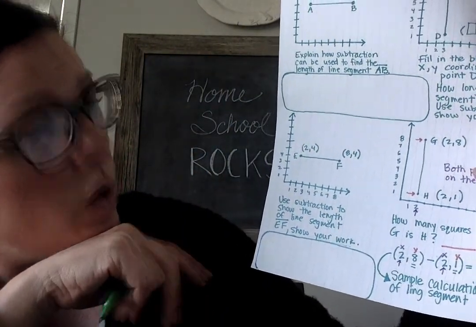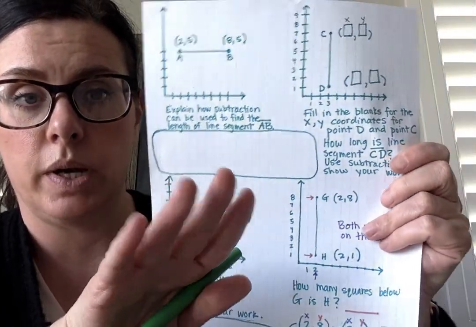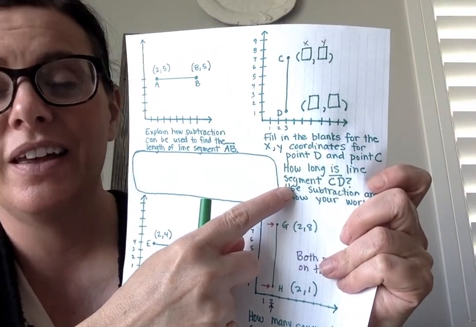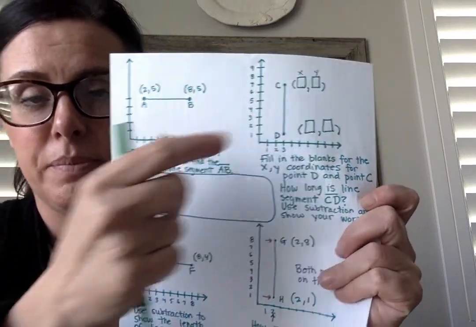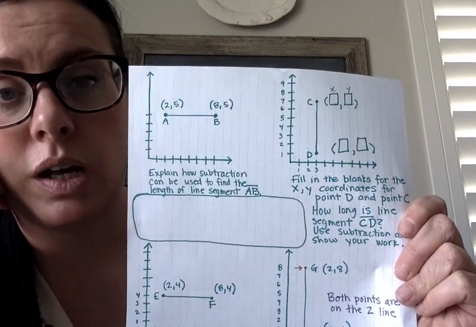It says use, oh, wait a second. We forgot to find the length. I apologize. We've got to come back up to this part. We've got to find the length of our line.